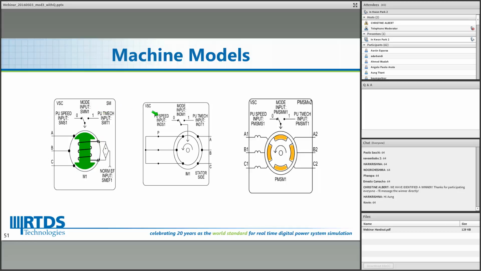And regarding this induction machine model, we can model the rotor side of the circuit as a squirrel cage or to be exposed to the external circuit through the interface. Then you can model this machine as a DFIG machine, a doubly fed induction generator machine.